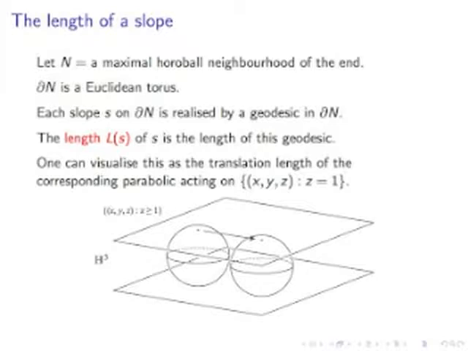So you can visualize this slope length as translation length. So each slope element gives you an element of the fundamental group, and so a covering transformation which acts via Euclidean translation, taking one point on the plane to another point on the plane. And the length of that translation is the slope length.